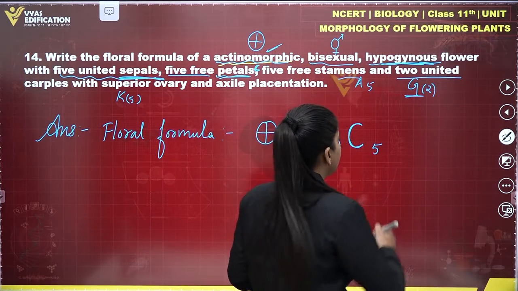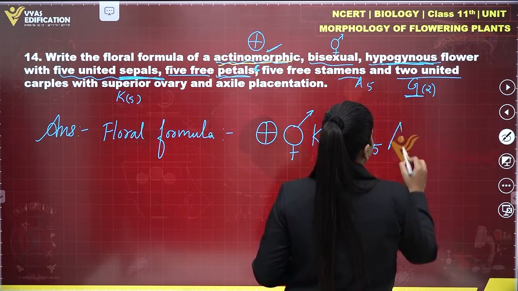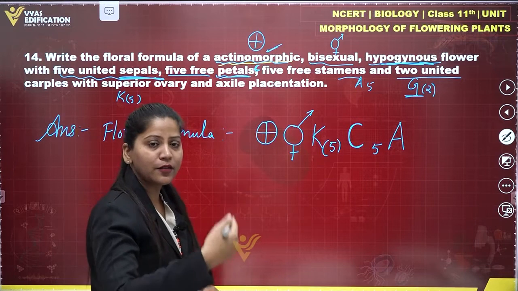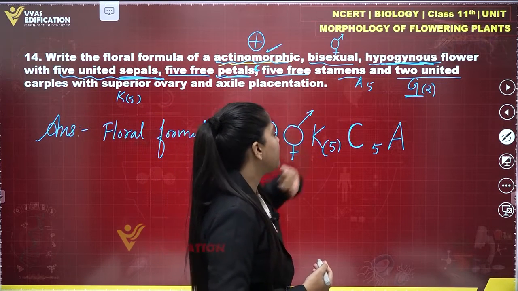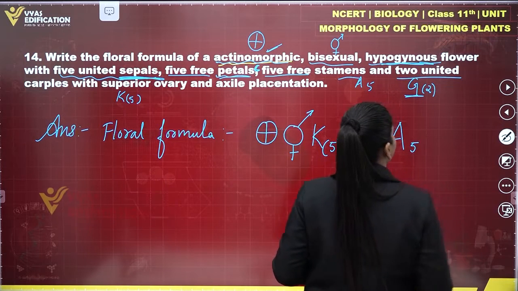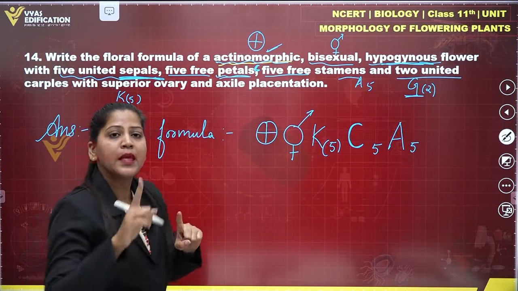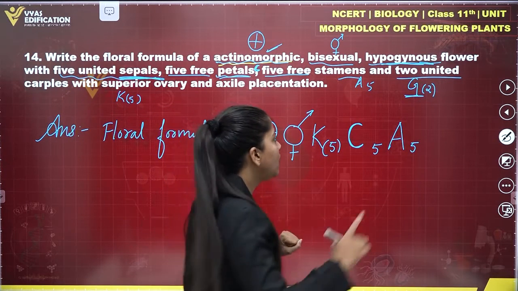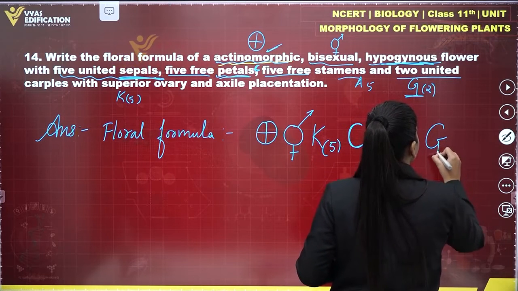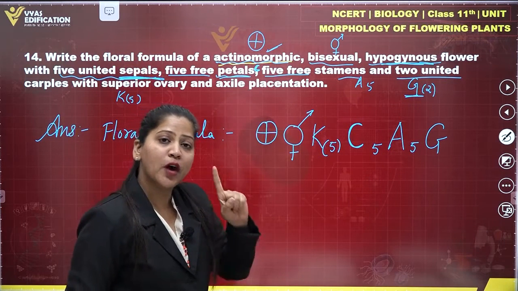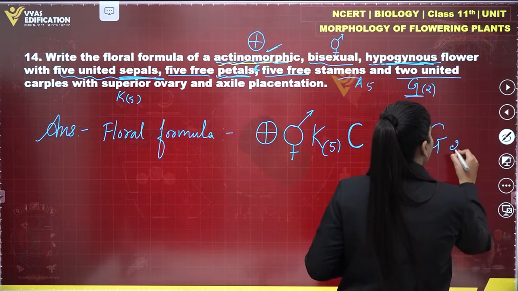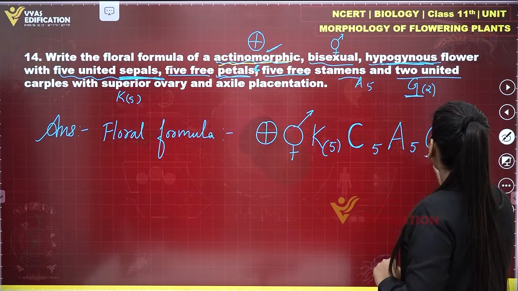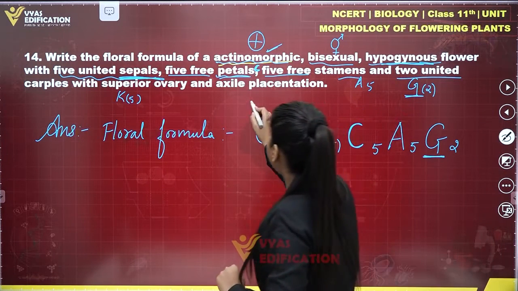Then we are moving towards A, that means androecium. Androecium is another name for stamen, that means the male reproductive part. Androecium or stamens are also 5 in number, but they are free, they are not fused with each other. So we are not going to make a bracket over this 5 also. Then last we have gynoecium, that means carpels or pistil, which are 2 in number. So we are going to write 2, right? They are 2 in number and they have a superior ovary. So we'll underline this.